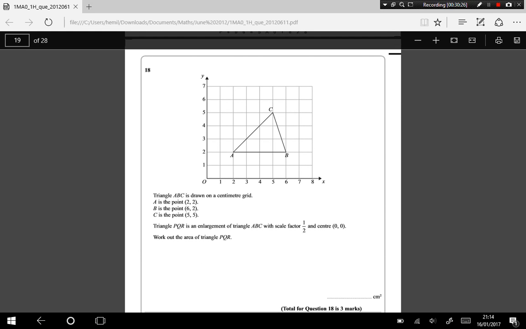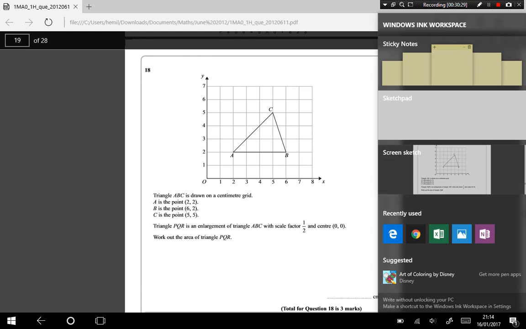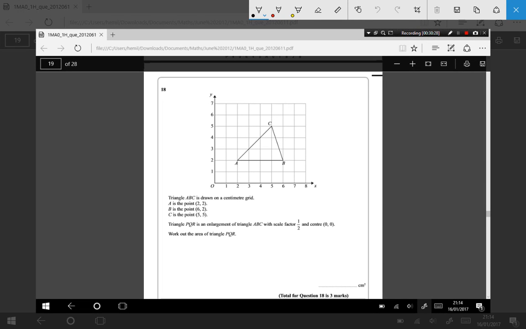Okay, alright, let's do this question. Triangle ABC is drawn on a centimeter grid. A is the point (2, 2), B is the point (6, 2), C is the point (5, 5). Triangle PQR is an enlargement of triangle ABC with scale factor half and center (0, 0). Work out the area of triangle PQR.